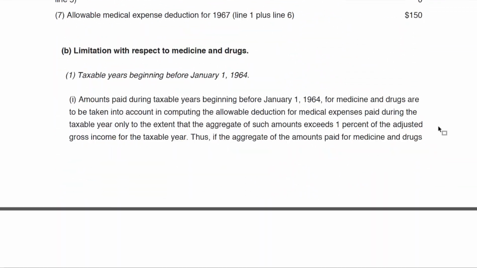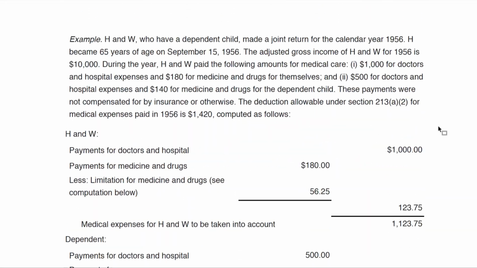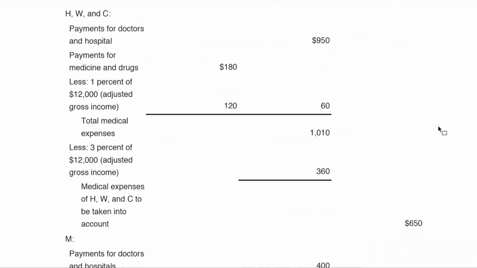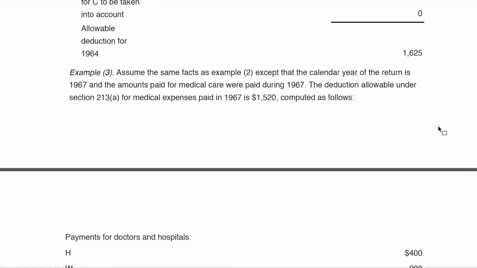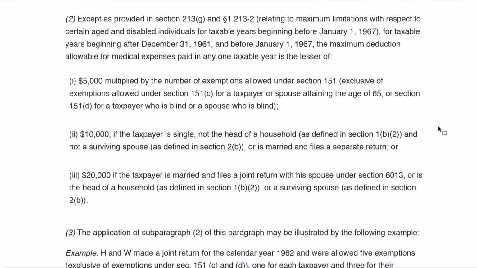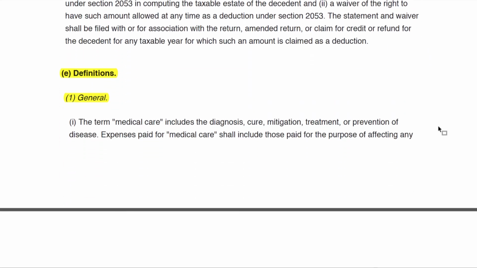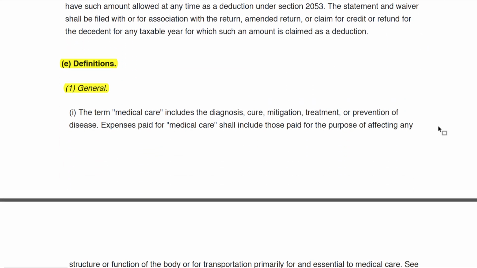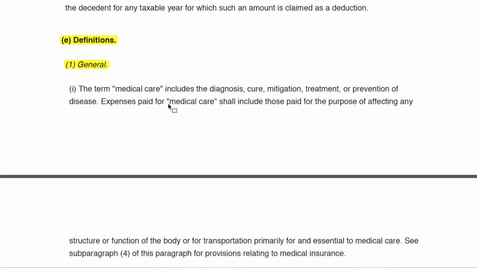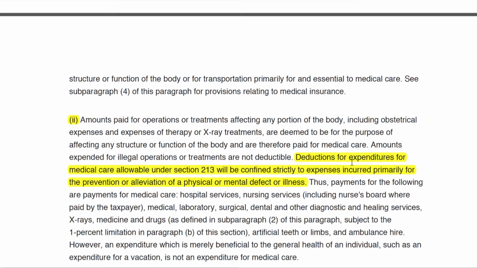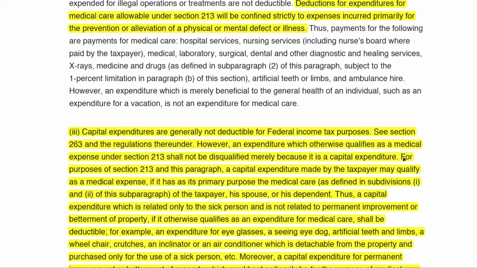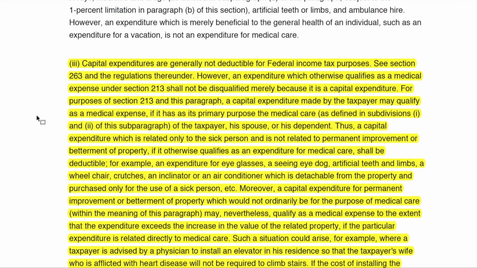give more interpretation. So in our example in the How to Write a Memo video, we needed it because one of the issues in that video is what happens if you have an expense that lasts longer than a year. So in the regulations, we find some definitions. It defines deductions for expenditures for medical care allowable under Section 213 as confined strictly to expenses incurred primarily for the prevention or alleviation of a physical or mental defect or illness. So that goes to the definition of medical care. And then here is what I was talking about with the issue where, okay, a pool lasts longer than a year. Well, how does that work?